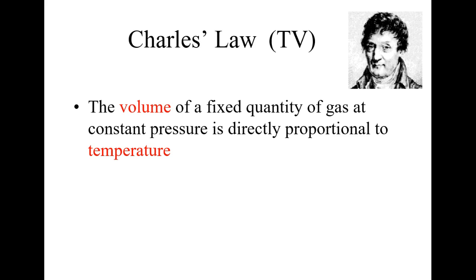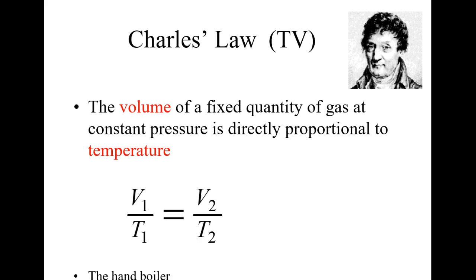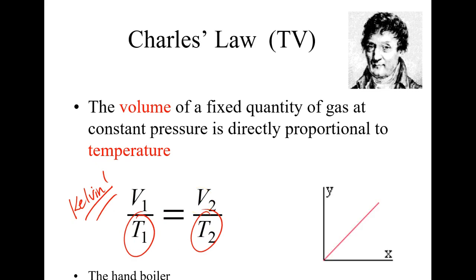Now, the last law was inversely proportional, and it was PV equals PV. This is a directly proportional or directly related law, so it should not be TV equals TV. Instead, this one is V over T equals V over T. And you may want to make a note for yourself here. We have to make sure that these temperature variables are in the units of Kelvin. A directly related graph looks very different than the one we saw previously.